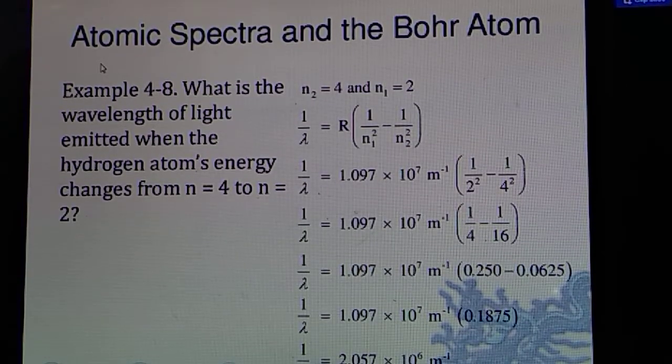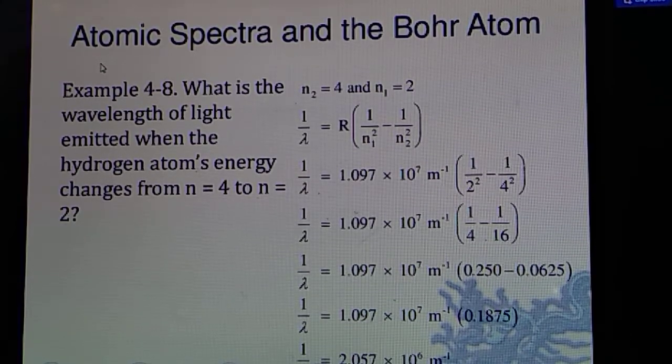Atomic spectra and the Bohr atom. Example 4.8. What is the wavelength of light emitted when the hydrogen atom energy changes from n equal to 4 to n equal to 2? Just as you have seen, 1 by lambda equals Rydberg constant into 1 by n1 square minus 1 by n2 square. When the hydrogen atom's energy changes from n equal to 4 to n equal to 2, n1 equals 2 and n2 equals 4.